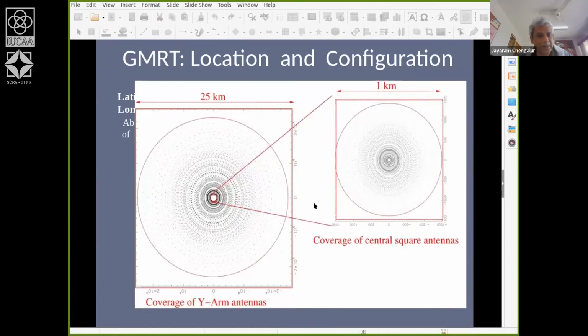So here what I'm showing you now is the coverage of the GMRT antennas in UV space, right? That is, I have 30 antennas in that configuration, which I showed you before. I will track a source from rise to set. And as we saw, when we track a source from rise to set, when we were working in one dimension, the u will change, right? Similarly, here, when I'm working in 2D, the u and the v will change, right?